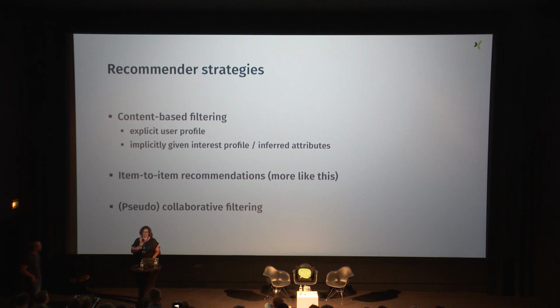We also have an item-to-item recommendation. So if we know that a user really likes an item, a job posting, because he, for example, bookmarked it or rated it very highly, then we try to recommend more of the same, very similar job postings. And then we also have a kind of collaborative filtering, for which I will also say something.